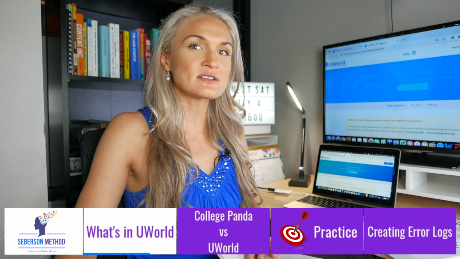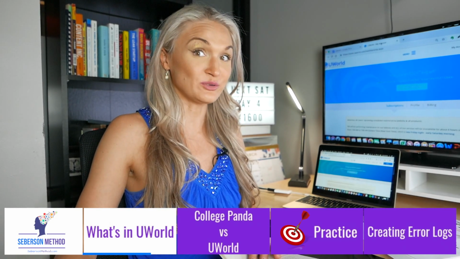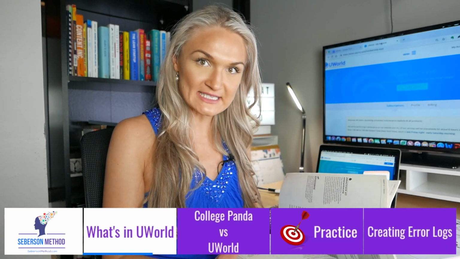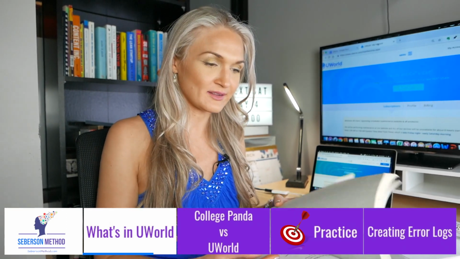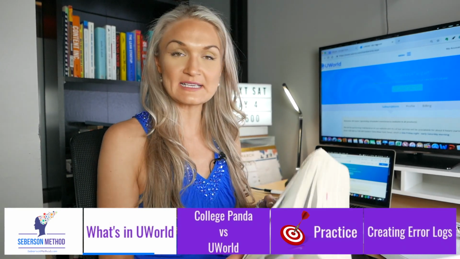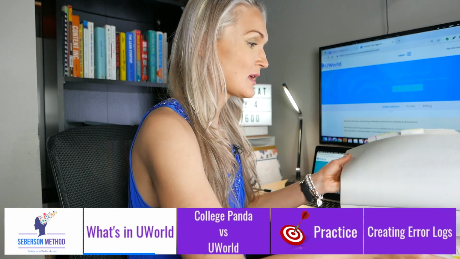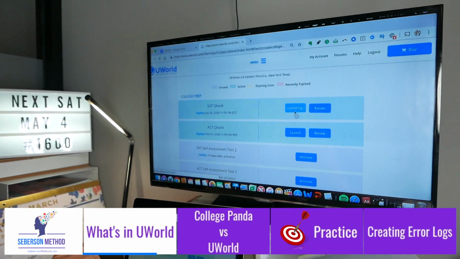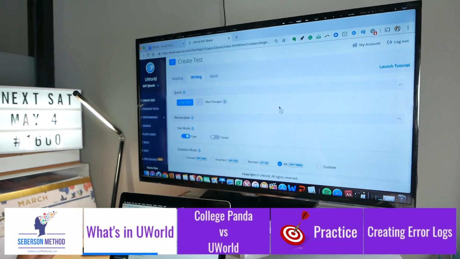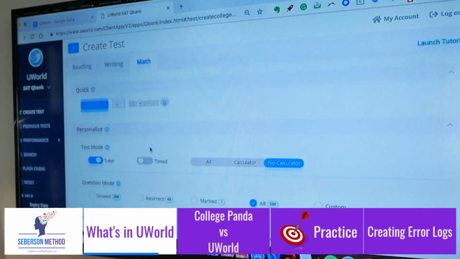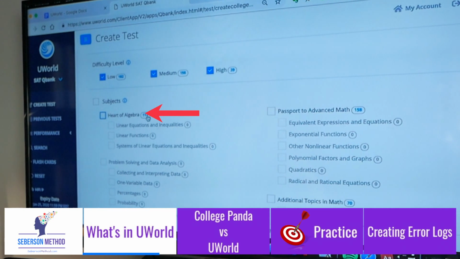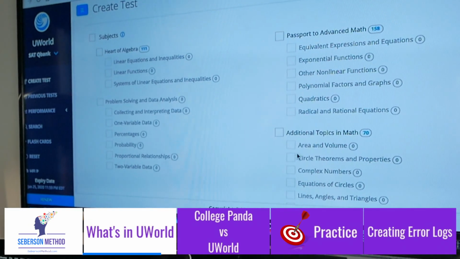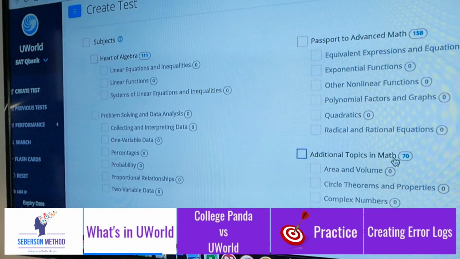When I saw how the questions are laid out, they are laid out exactly the way the College Board Blue Book lays it out. So let me show you. I logged into my UWorld. We're going to launch the SAT question bank, and then we're going to go to math, and you will see Heart of Algebra, Problem Solving and Data Analysis, Passport to Advanced Math, and Additional Topics in Math.